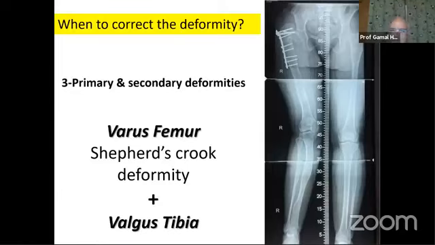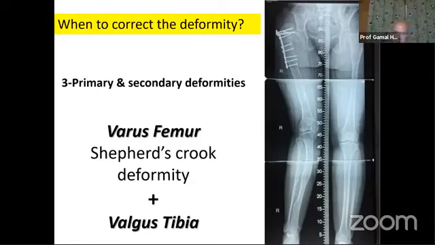When to correct the deformity? Again, remember that sometimes if you wait, you are going to have a secondary deformity, like this case of fibrous dysplasia. And you have a shepherd's crook deformity of the proximal femur, which had been treated a long time ago. But again, you have another deformity in the opposite direction, valgus tibia. Usually, when you have a primary deformity in one direction, you have a secondary deformity in the opposite direction.